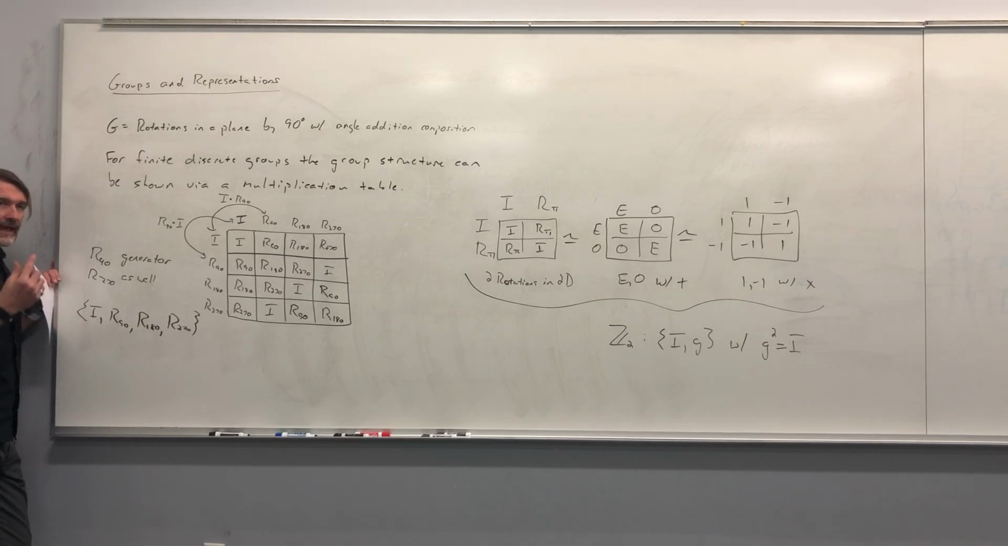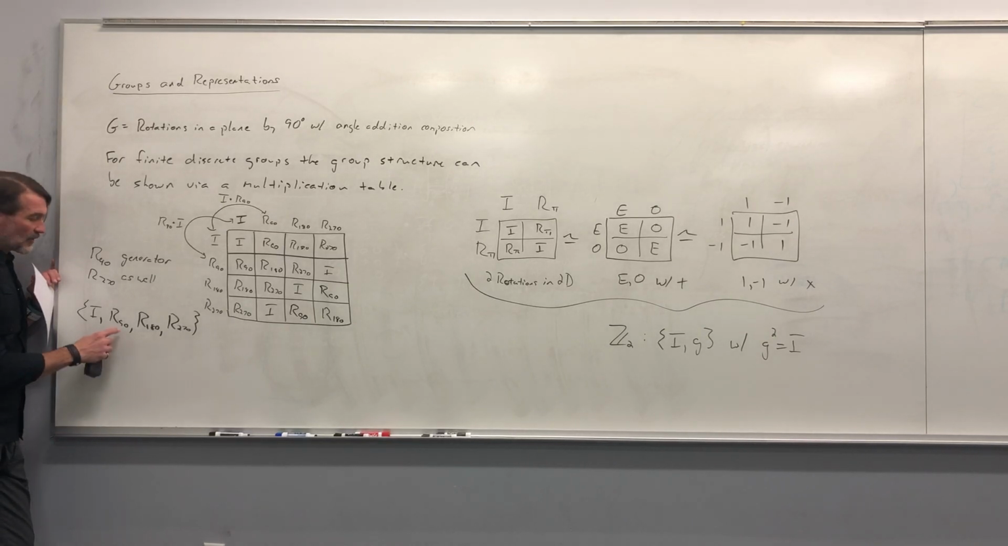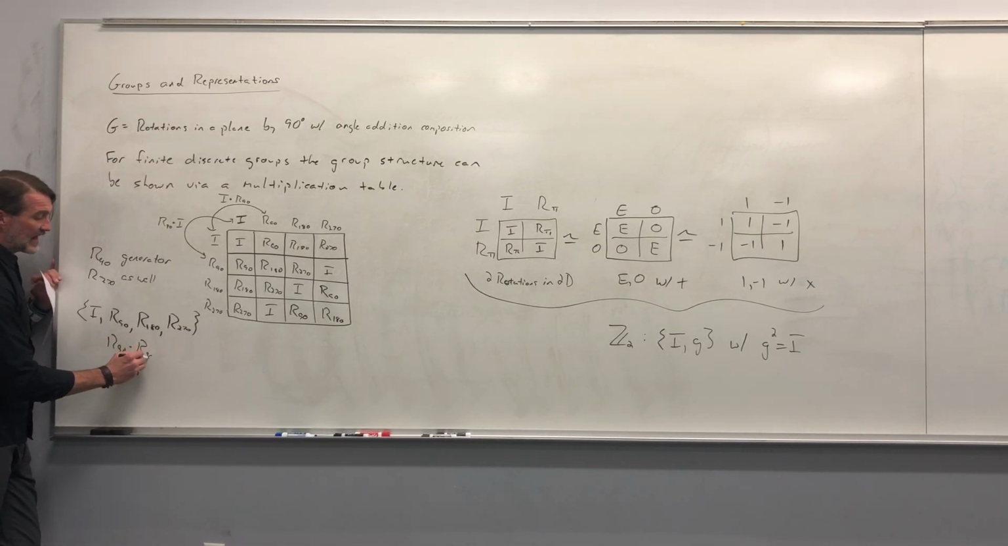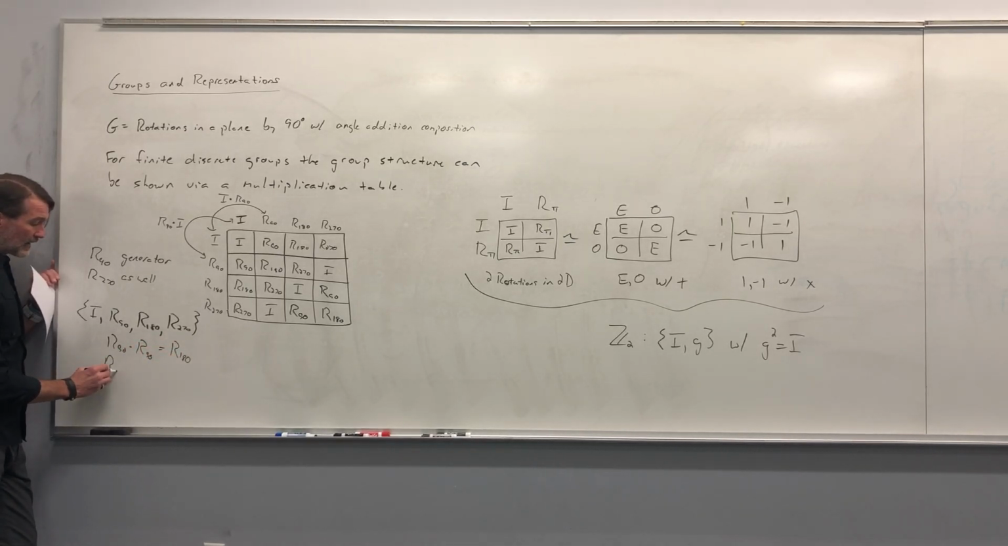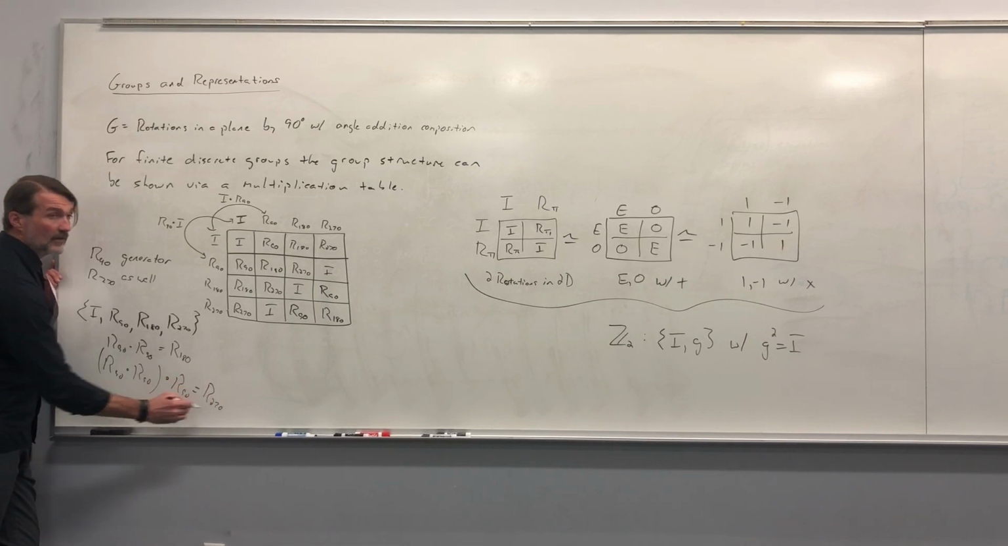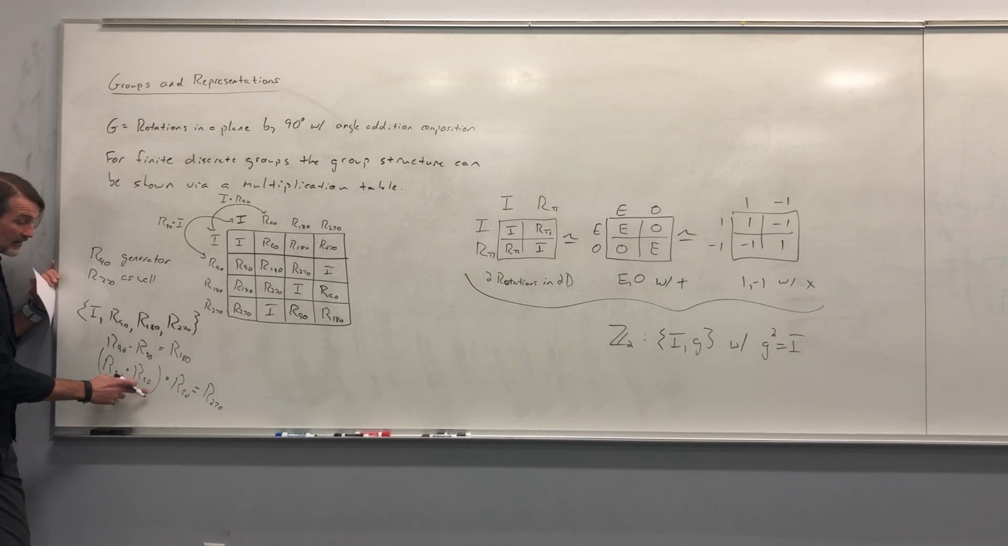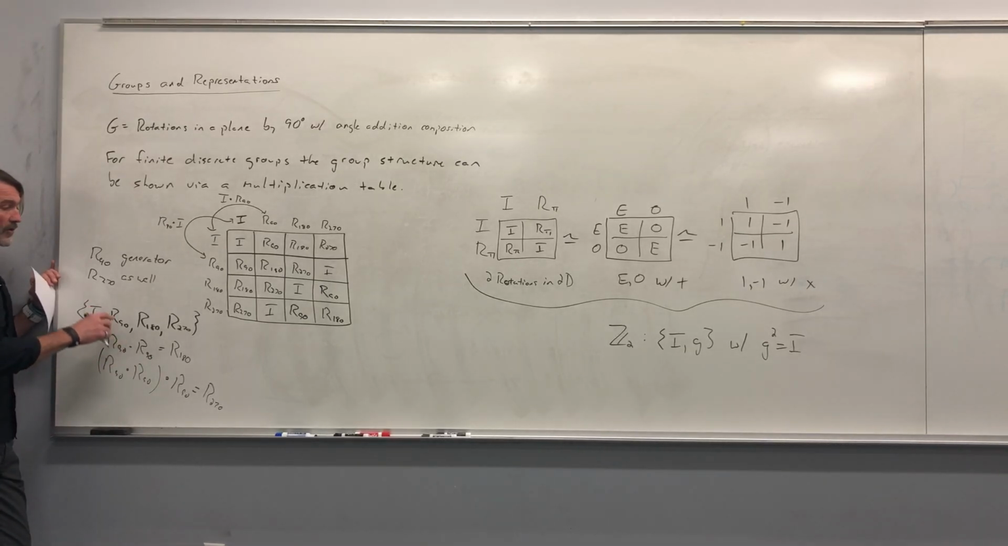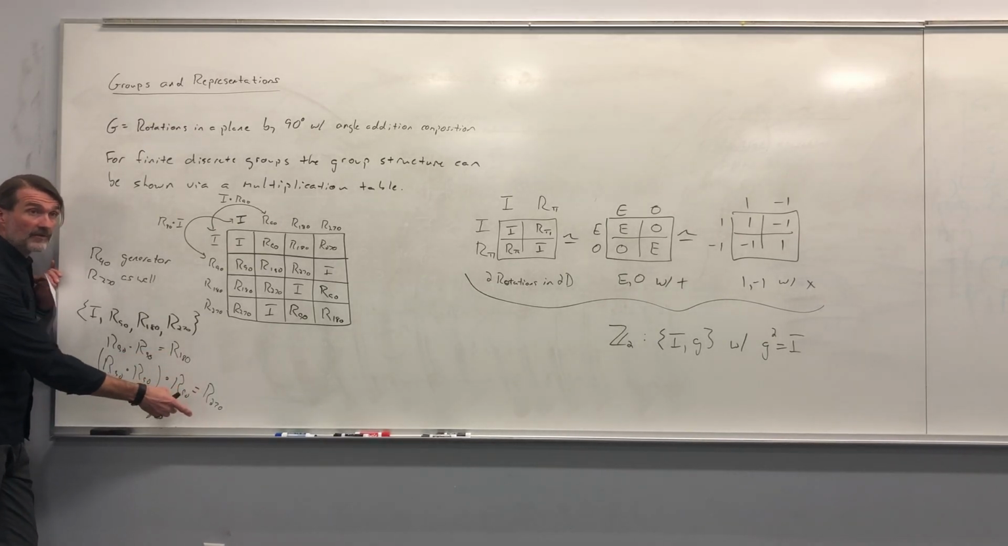A generator is an element that I can use to build all of the other elements. So I can take R90, compose it with R90, and I'll get R180. So the left-hand side is built only out of R90, and the result is R180. I can take R90, compose it with R90, and then take the result of that and compose it with R90, and that will give me R270. And then I can take this and do it again with R90 and get the identity. So R90 is this sort of fundamental building block from which I can build all the other elements.